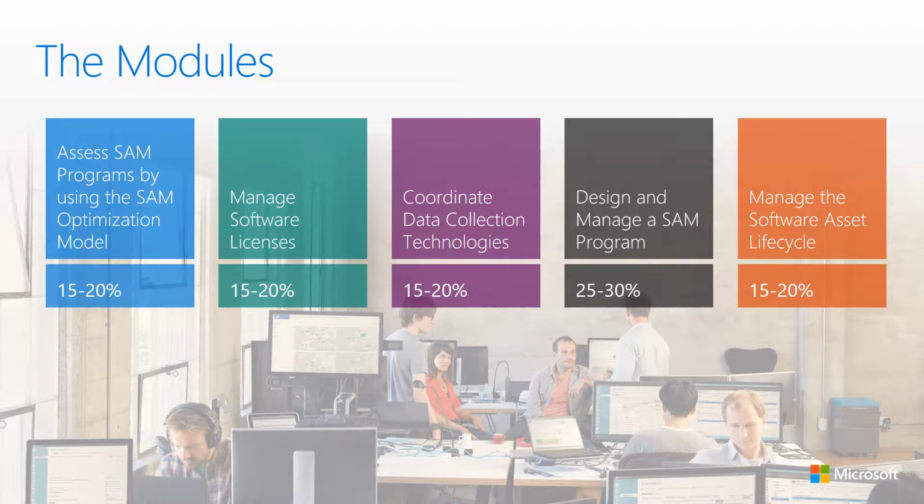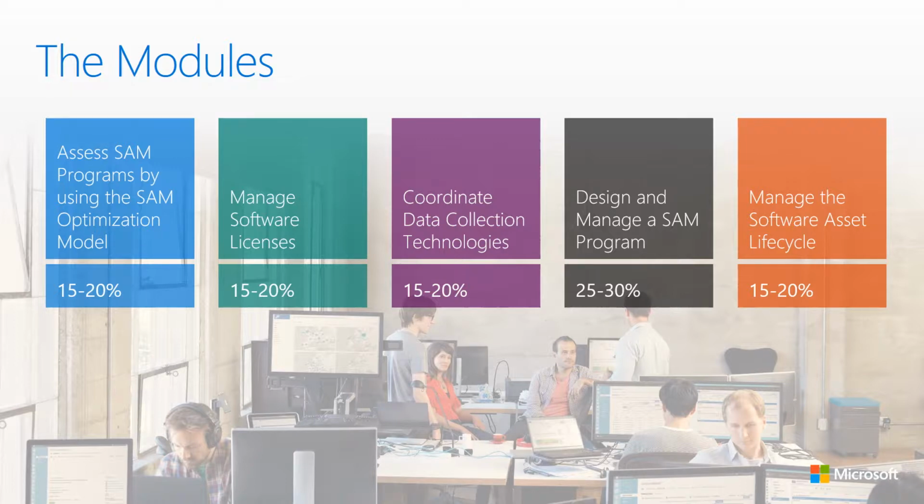So what's included in the exam? The first module covers understanding what the SAM optimization model, or SOM, is, and how it's used to assess an organisation's SAM maturity. This is a great first module, since the SOM is referred to in all of the other modules. Module 2 is entitled Manage Software Licenses, and it takes you through the main activities of a SAM baseline review. So that's collecting inventory and license entitlement information and performing a reconciliation.